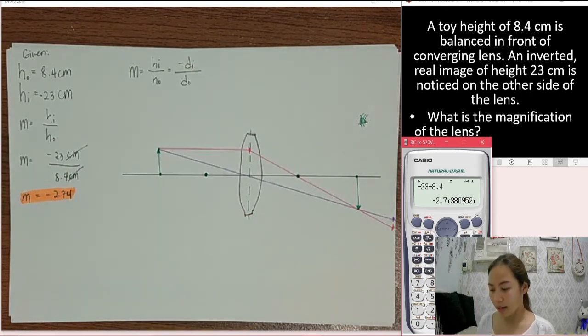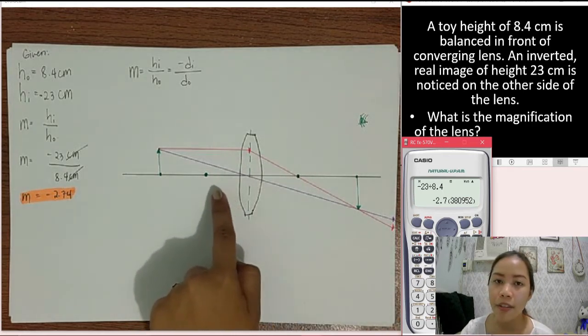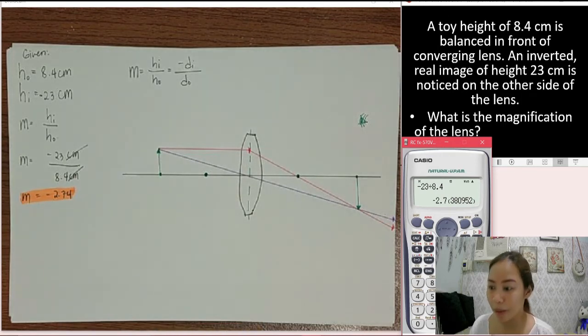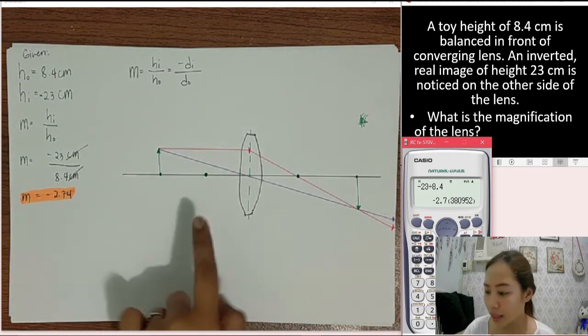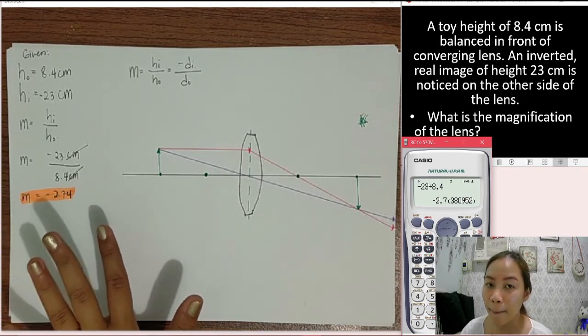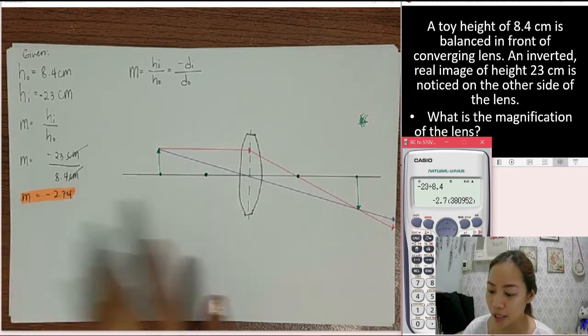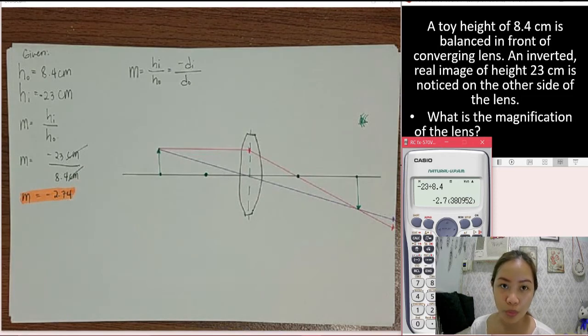Okay? So, there. Miss, how do you determine that the image is real and inverted? The image is formed real and inverted if F is shorter compared to DO. But we don't have values for that, so we just made an assumption of the values. Always remember that if you want the image to be real and inverted, F should be shorter compared to D. I hope that it's clear.